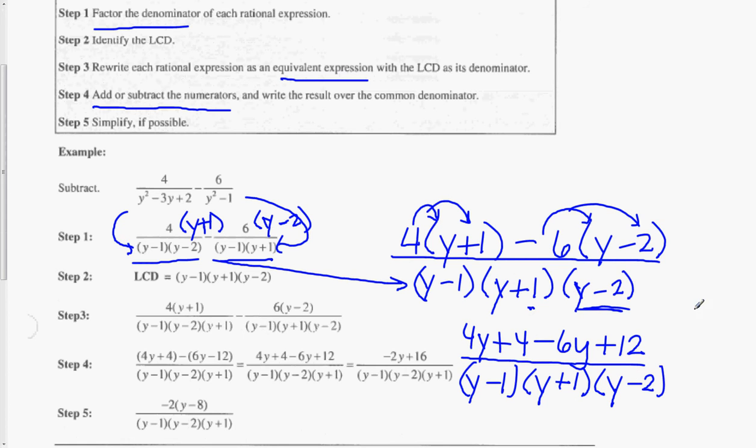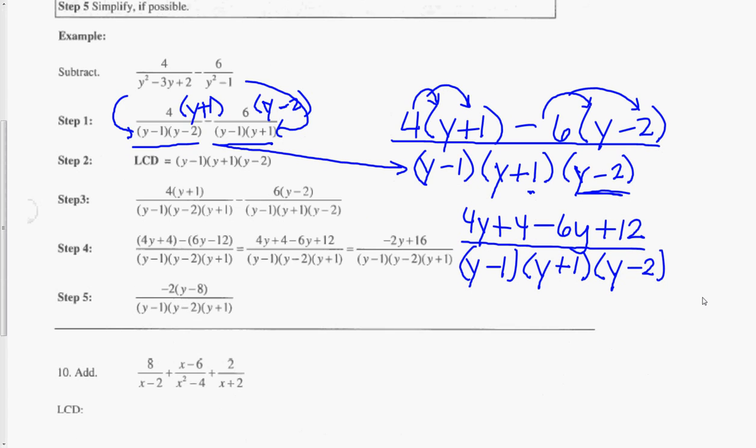So then let's combine like terms. 4y minus 6y would give me negative 2y. And a 4 plus a 12 would give me 16 over my denominator. My pen is acting kind of funny today.